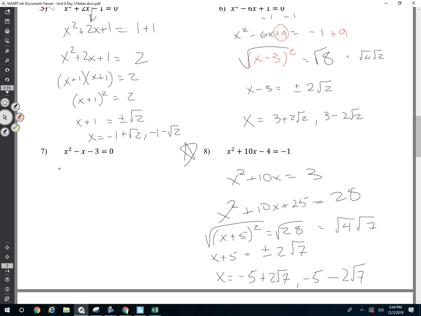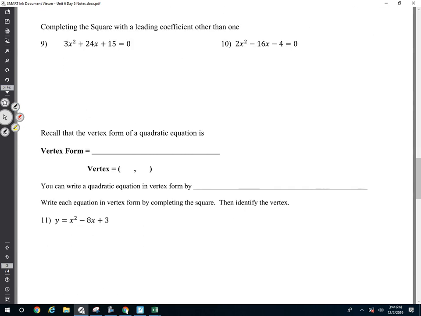Okay, skip this one. Let's go to the next page. If you don't just have x squared, you have 3x squared, get rid of the leading coefficient. Get rid of a by dividing first. I could divide everything by 3 first. Gives me x squared plus 8x plus 5 equals 0.